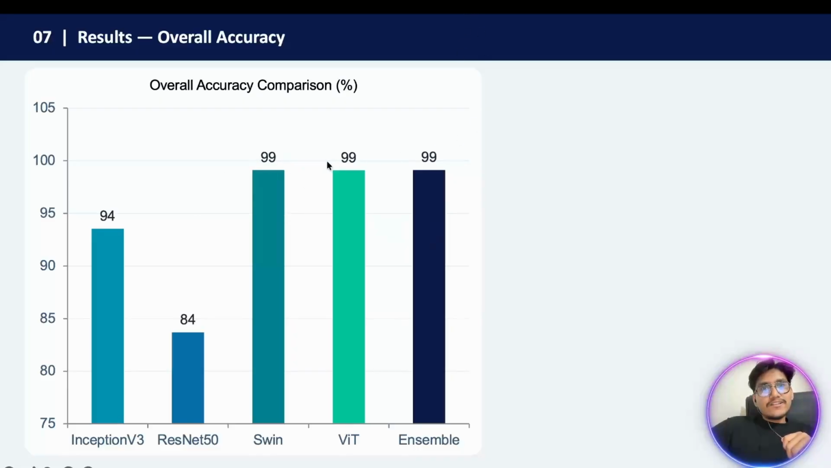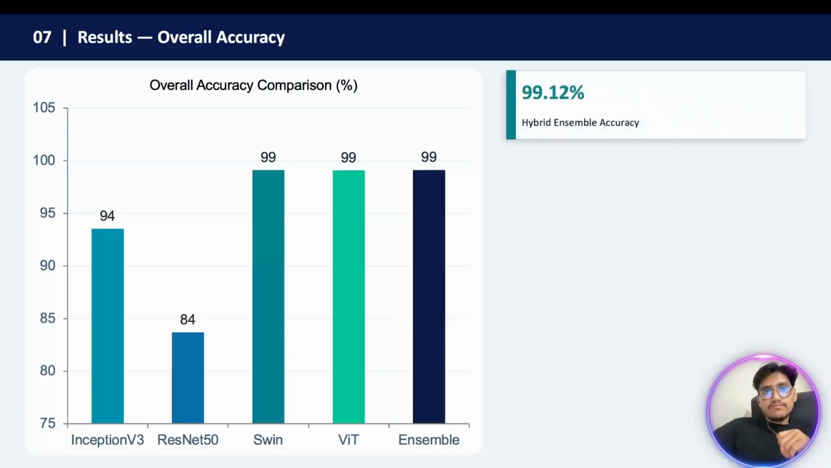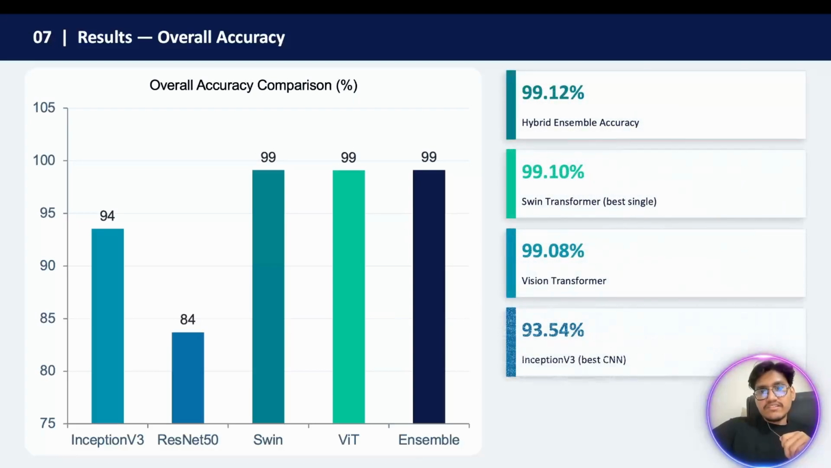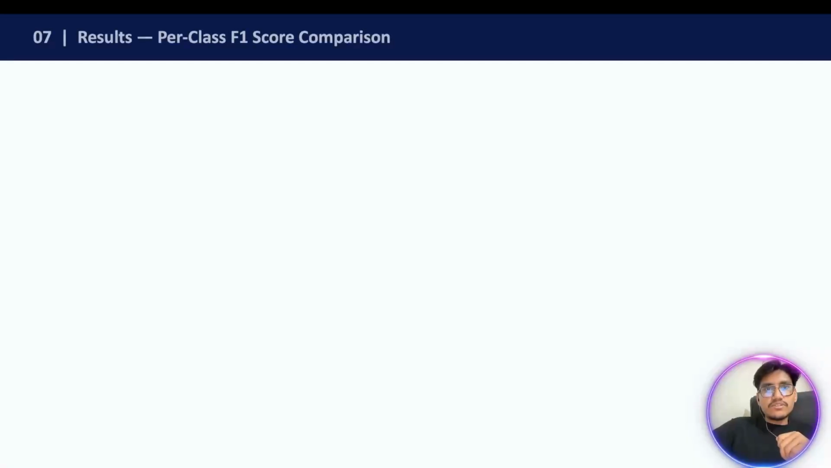You might look at the difference between 99.10 and 99.12 and think it's trivial, but in medical diagnosis, every fraction of a percentage matters. And more importantly, the improvement is not uniform. The Ensemble specifically improved performance on the most difficult classes, which I will show you on the next slide. Here you can see the percentages. And now let's talk about the per class F1 comparison.